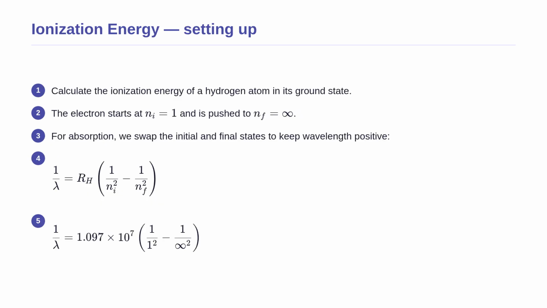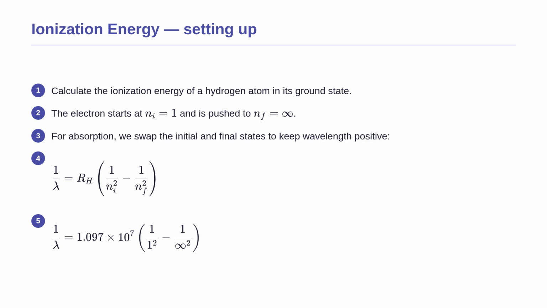Let us look at another example, this time calculating ionization energy. This is the energy required to completely remove an electron from the atom. The electron starts in the ground state, orbit 1, and is pushed to an infinite distance away. Because we are putting energy into the atom, we use a slightly modified Rydberg equation, swapping the initial and final states so our result remains positive.